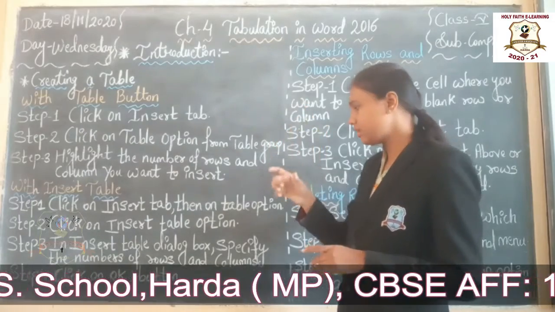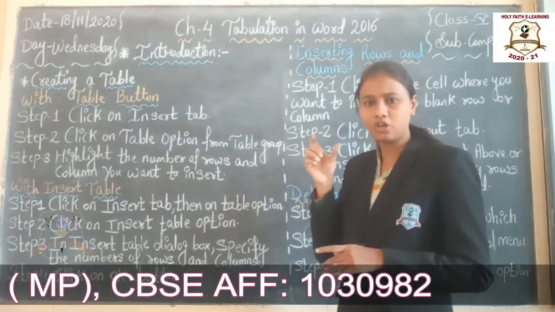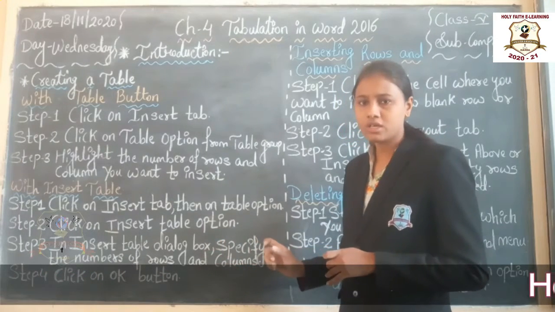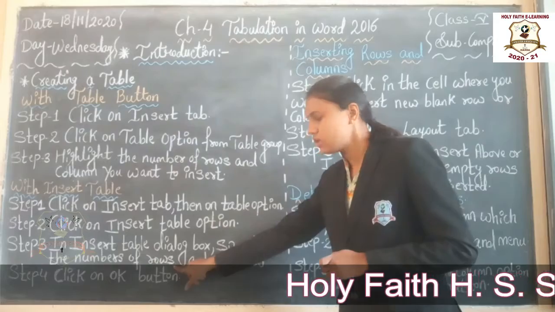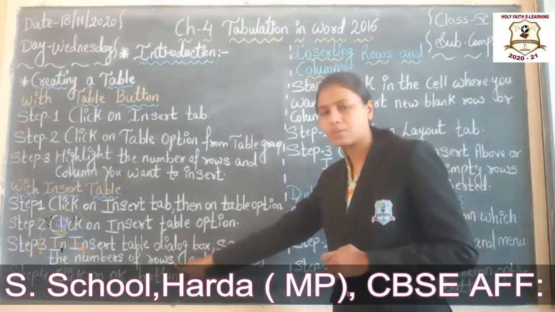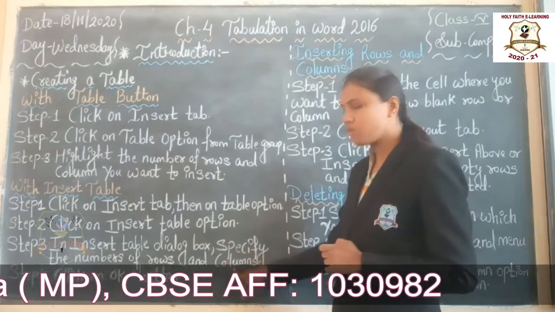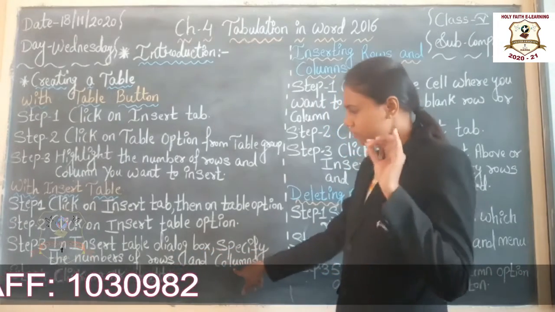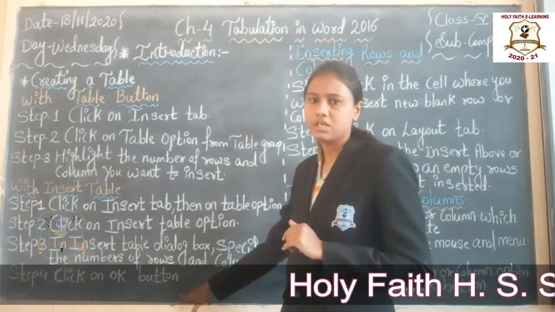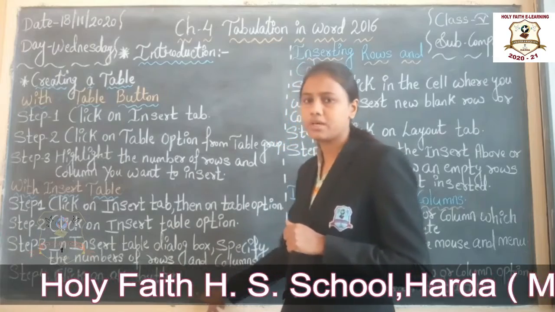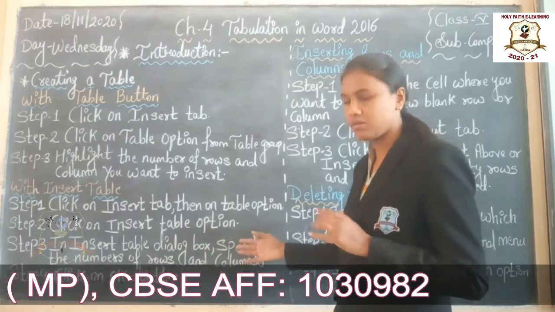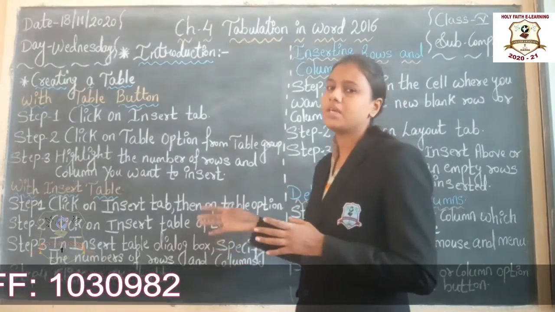One dialog box will appear. You have to specify the number of rows and columns. Suppose you put the number of rows 4 and the number of columns 2. Having specified the numbers, in the last step you have to click on the OK button. When you click on the OK button, the number of rows and columns you wanted will appear on your screen.